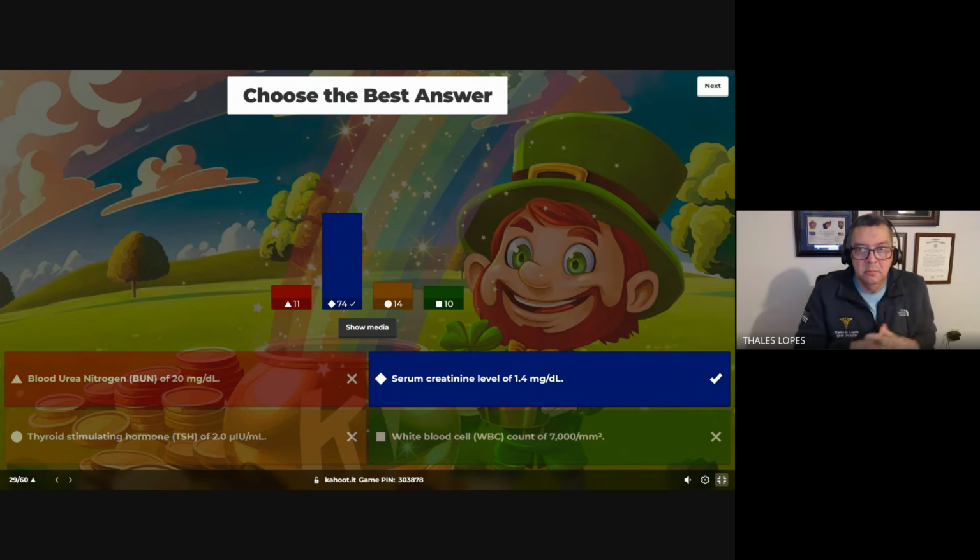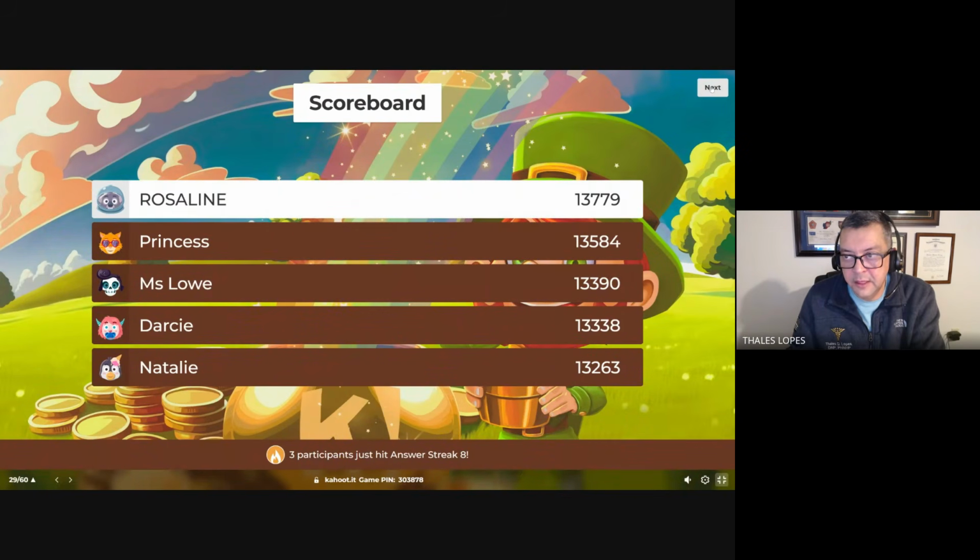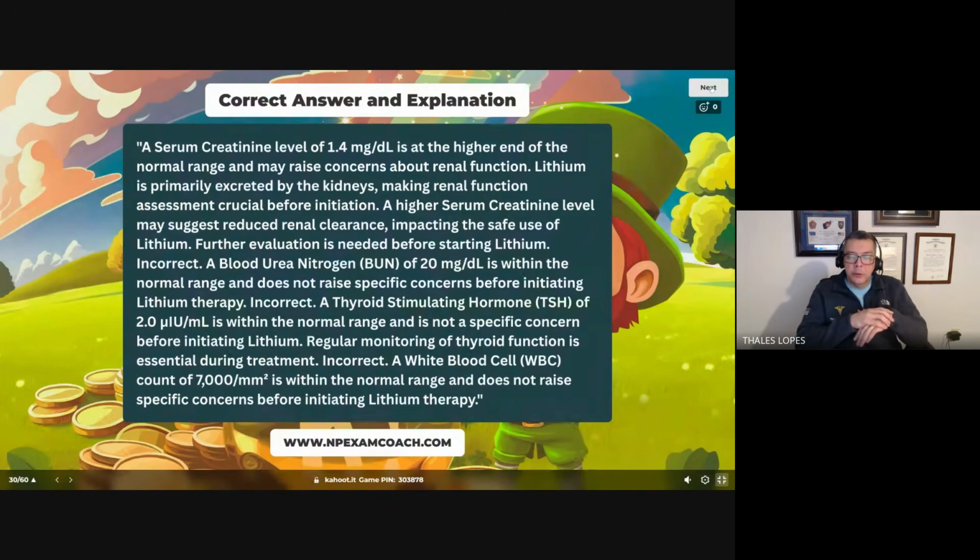All right, so BUN 10 to 20. So this is normal. WBC 4 to 11, 4,000 to 11,000. 7,000 is normal. TSH 0.5 to 5 within normal limits. The only thing that's related to kidneys is BUN and creatinine. BUN within normal limits, so therefore we have one choice left, creatinine, right? 1.5 is above the 1.2 level. Just remember, creatinine, same levels as lithium, 0.6 to 1.2. 1.4 is just slightly above normal levels, which could be an indication of less than optimum renal perfusion or possible injury, right?